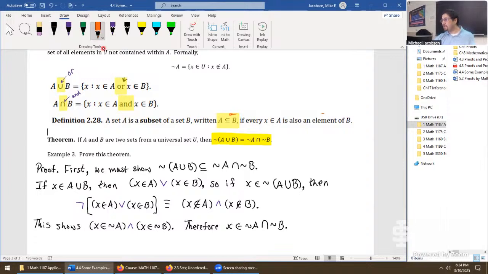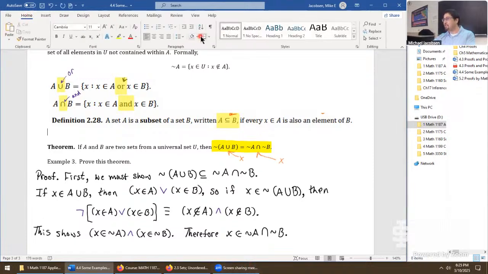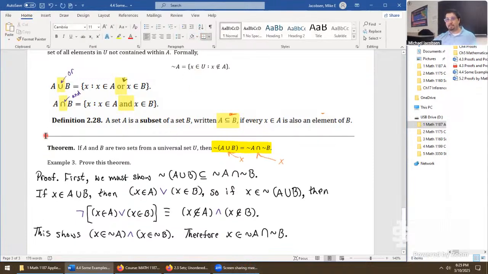Schematically, we grabbed an X here, we did a bunch of logical work, definition work, and we showed that the X that came out of the complement of A union B ends up in here, the intersection of the complement of A and the complement of B. So that's half the proof, but I'm noticing the theorem itself is starting to get hard to pick out. Let me put a break here.